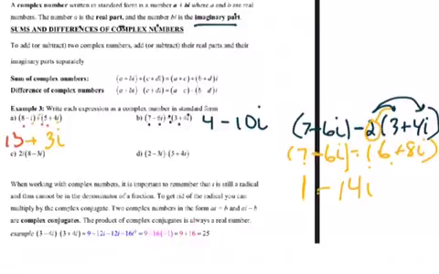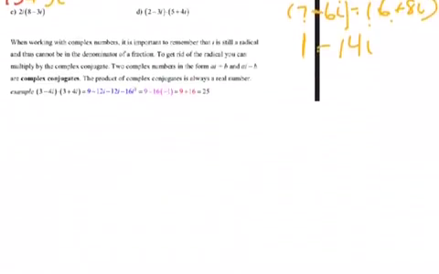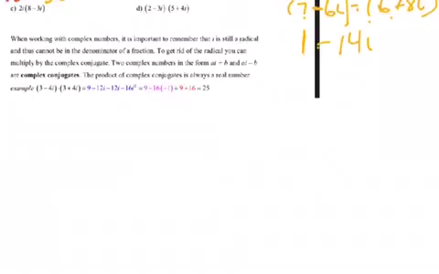All right, let's look at multiplication here real quick. I'm going to scroll down here. So I've got 2i times 8 minus 3i. So I'm just going to rewrite what I have.